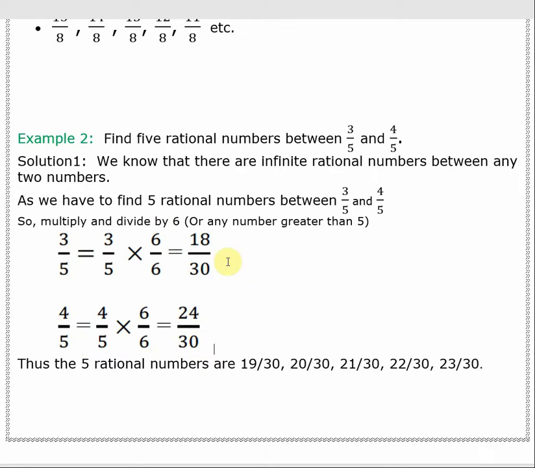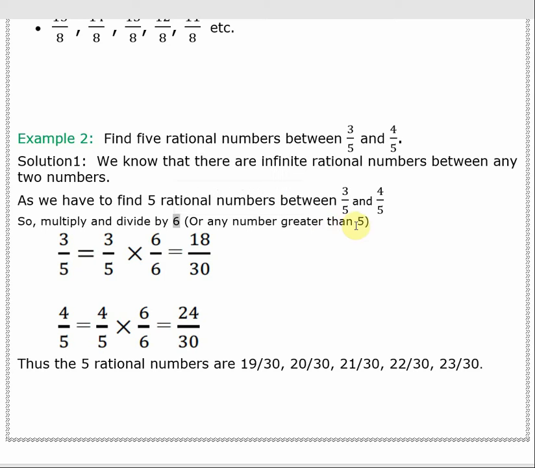Now one will say, sir, why 6? Why have we multiplied up and down with 6? Can it be any other number? Can it be 4? Can it be 5? Can it be 10? Can it be 8? Anything? Or 100? The answer is very simple. We need 5 rational numbers between them. That's why we have multiplied with 6.